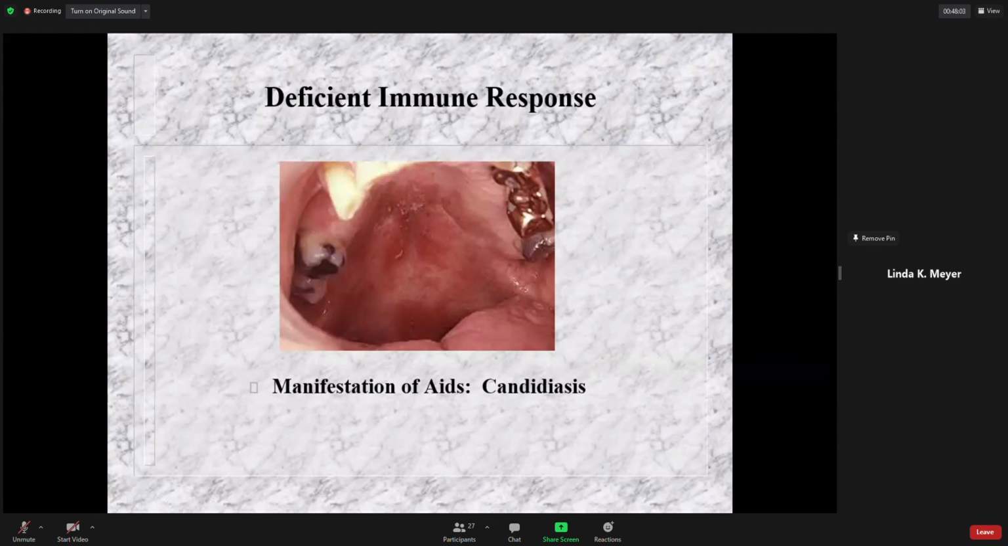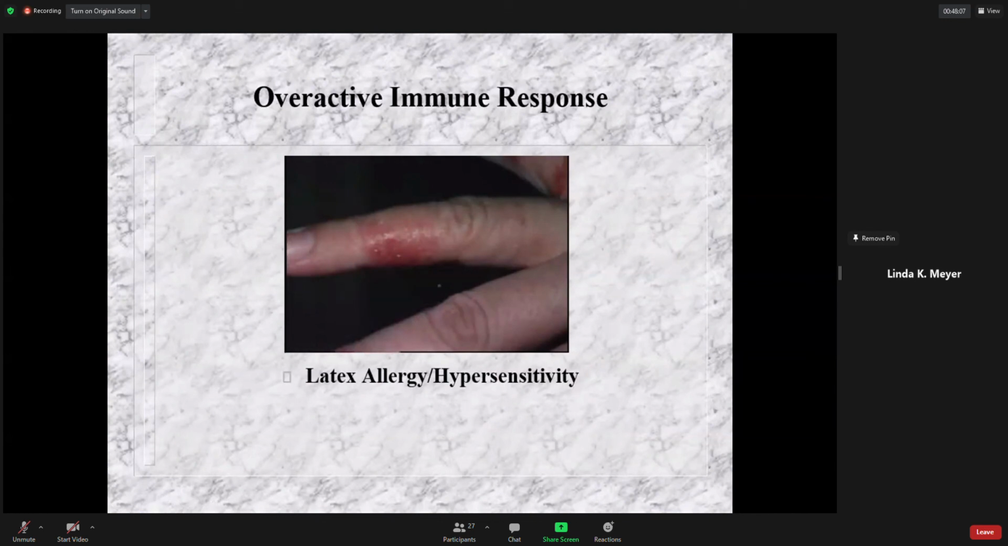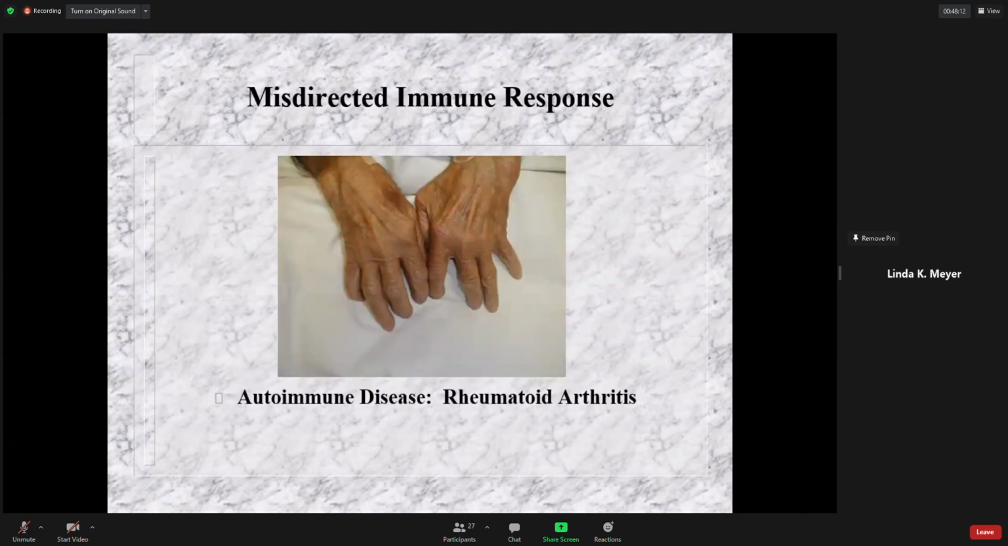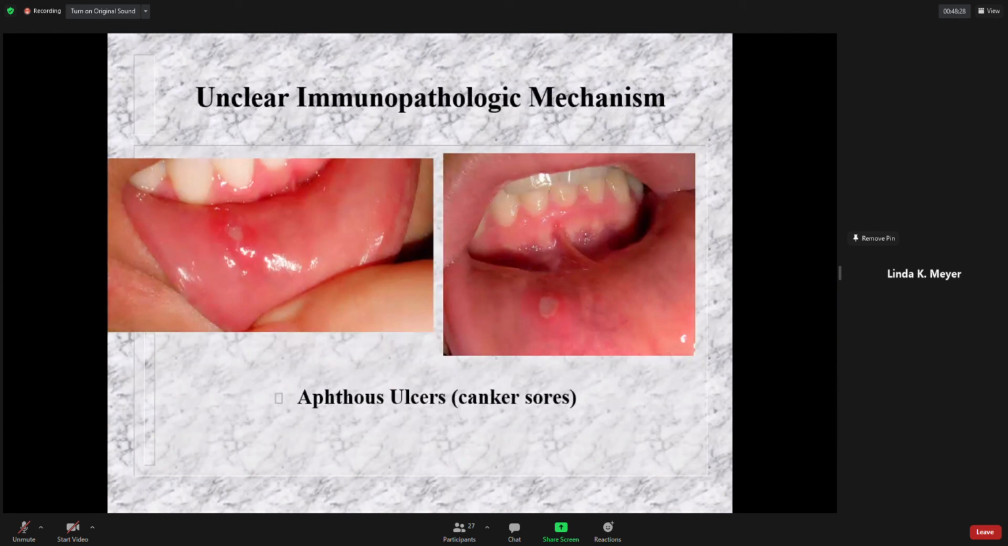So here, this is just a manifestation of AIDS, showing you the latex allergy, showing you the damaging effects of a misdirected immune system on the joints of the hands. And this is just your canker sore that develops in some individuals.